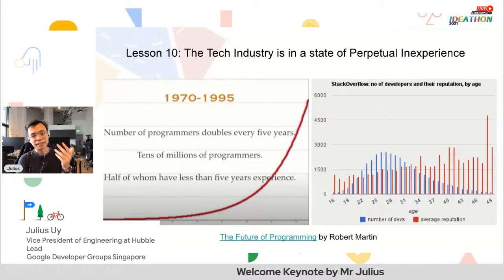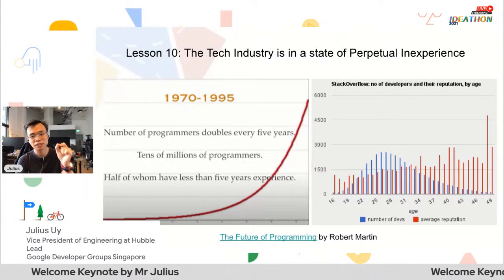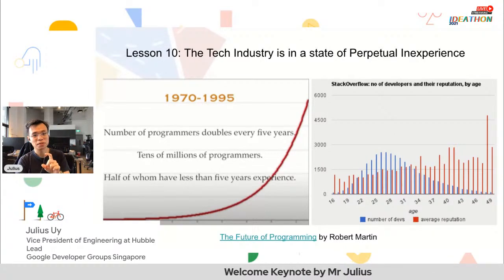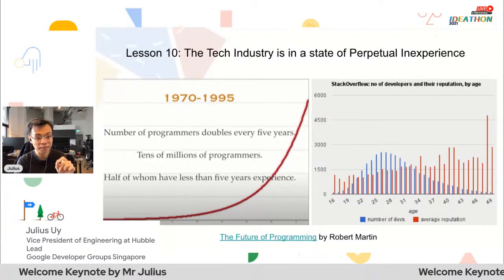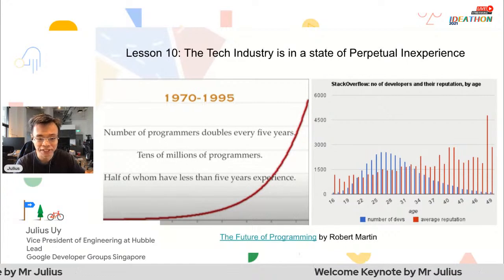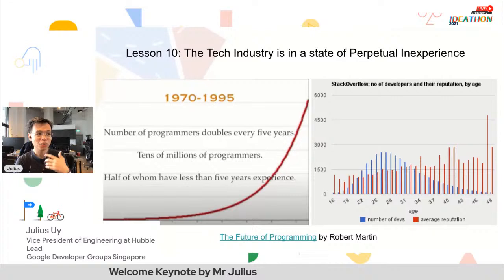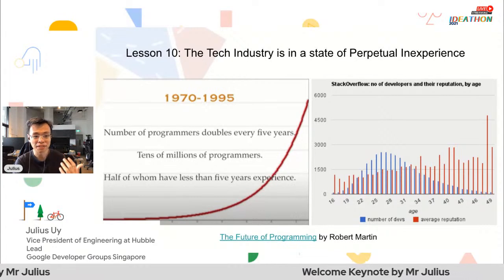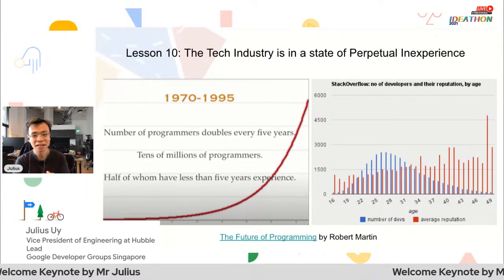So where we are right now is that our industry is in a state of perpetual inexperience, which means that there are very few people in senior levels who have the capacity to mentor people of the next generation. What it will do to us is this. You will see a bunch of programming languages that you enjoy today, and they will be obsolete in 5 years, in 10 years. That's the reality of life, and it will continue so long as we have this graph.